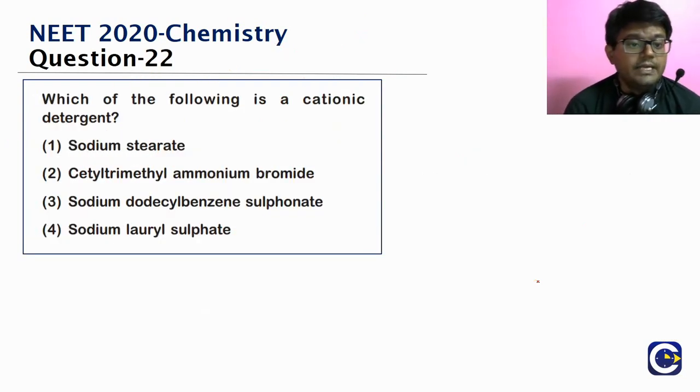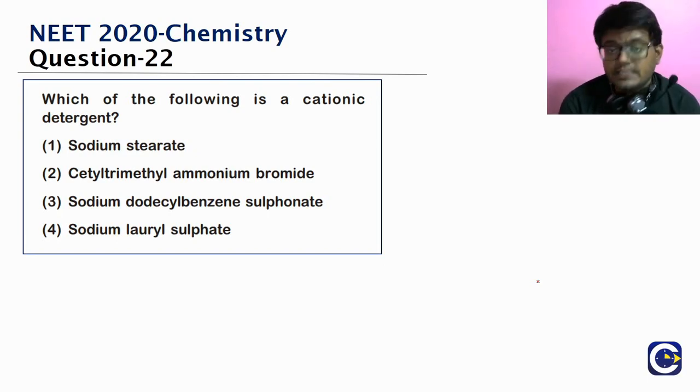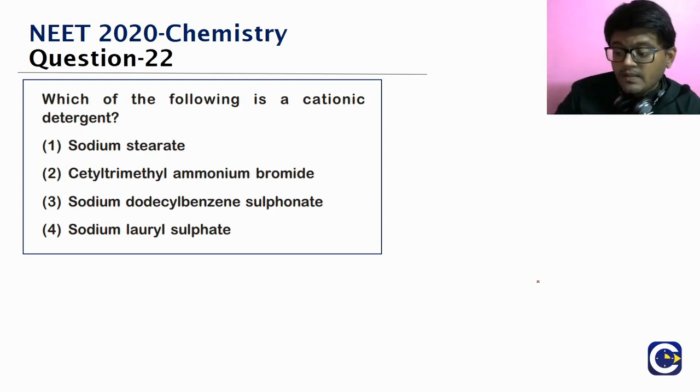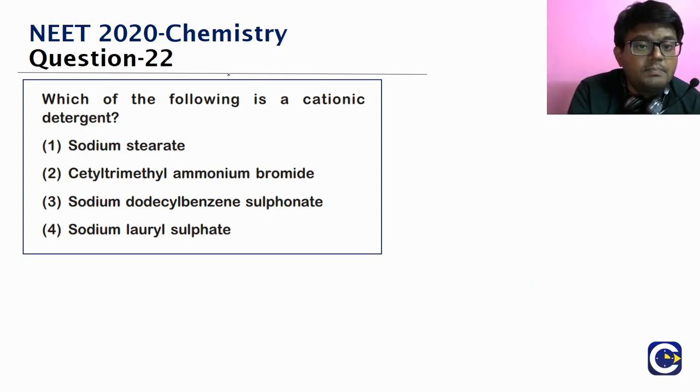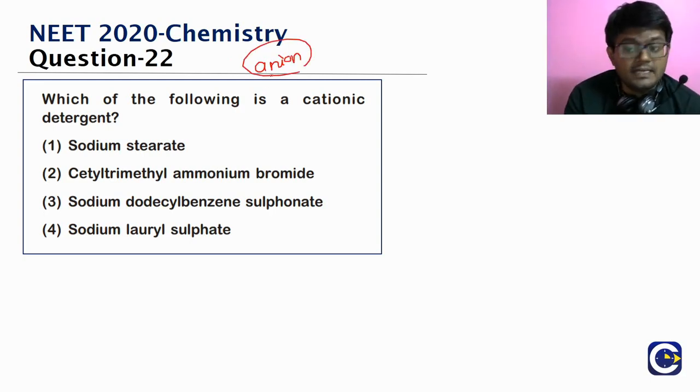Next we have question number 22. Okay, so this is a question that has come in one of the previous year NEET papers itself. Which of the following is a cationic detergent? Generally the detergents, even soaps, are anionic detergents. If you look at soap as the sodium or potassium salt of a long chain carboxylic acid, the carboxylate ion is the anion. The anion part is the one that will form the micelle.